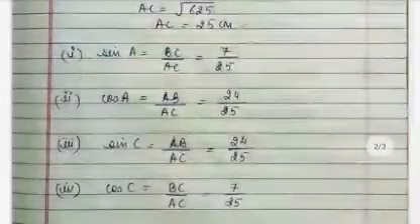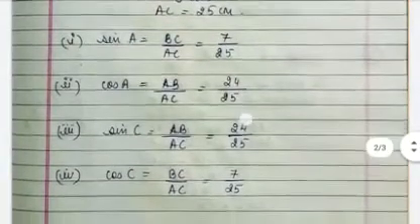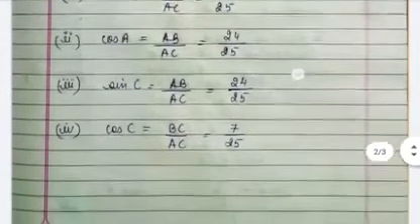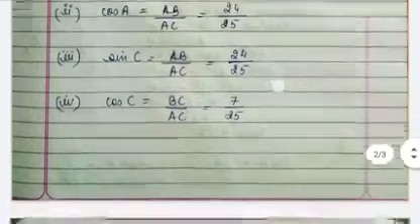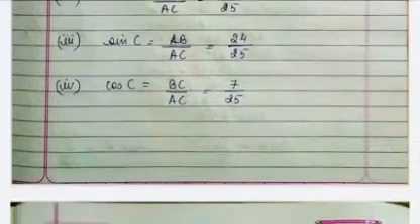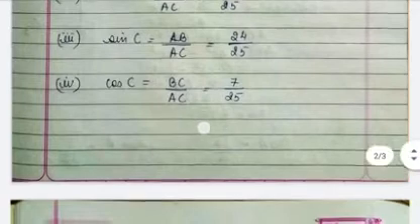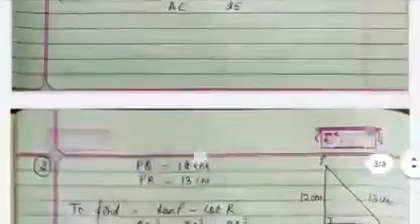Cos A is AB upon AC, which is equal to 24 upon 25. The value of sin C is AB upon AC, that is 24 upon 25. The value of cos C is BC upon AC, which is equal to 7 upon 25.